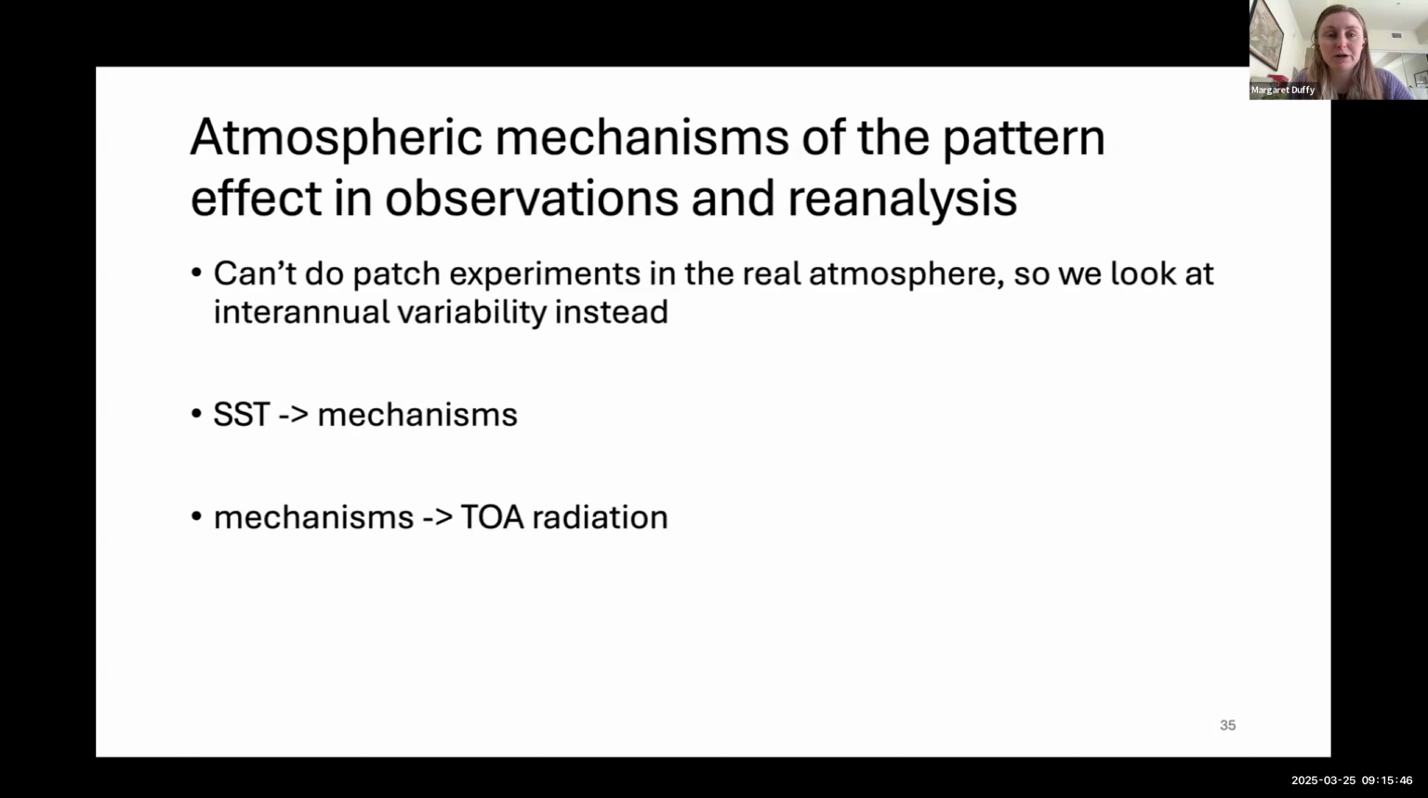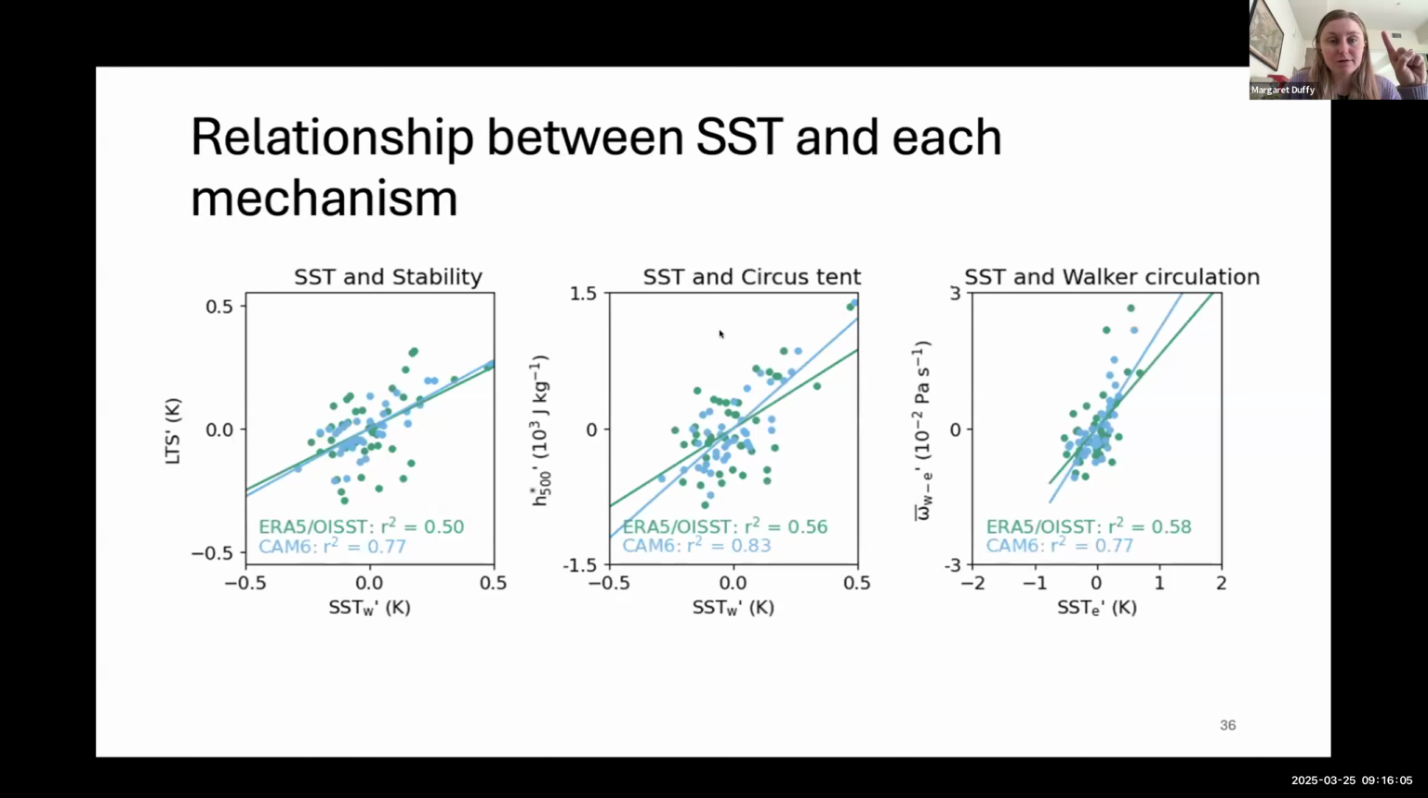Yeah, over the historical period. Obviously, we can't do patch experiments in the real climate system, so we are going to look at interannual variability instead. And we're going to look separately at the relationship between SST and each of the three mechanisms, and then the relationship between each of the three mechanisms and TOA radiation anomalies. So when we look at that first half of the question, we have SST anomalies on the x-axis, each of the three mechanisms on the y-axis, and ERA5 reanalysis and observations are in green.